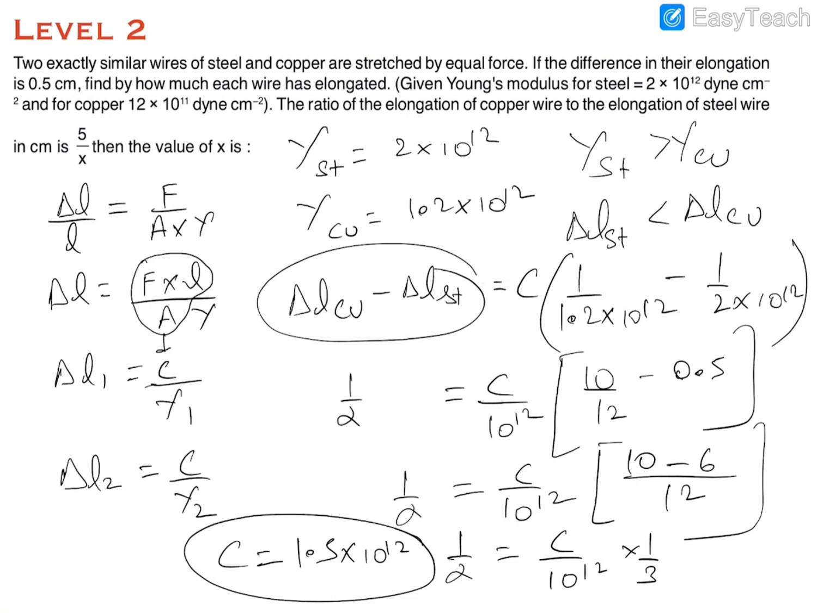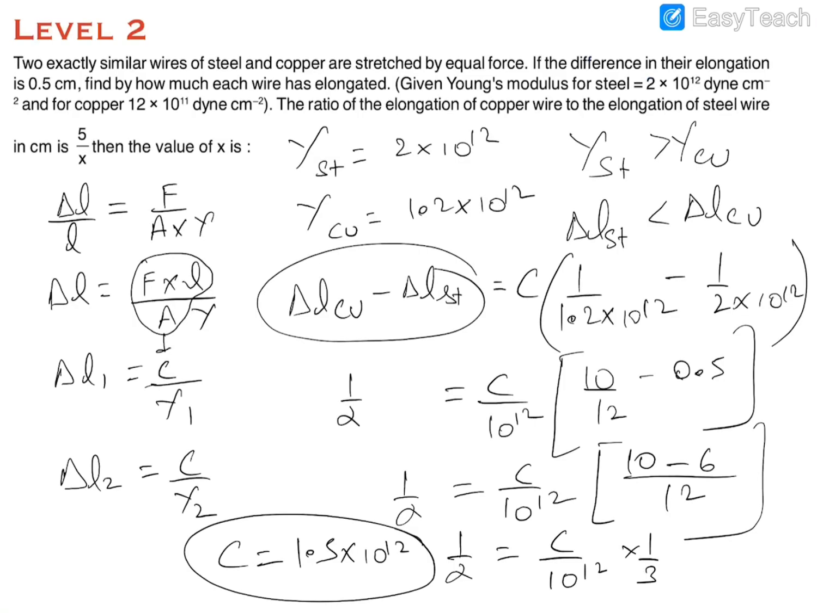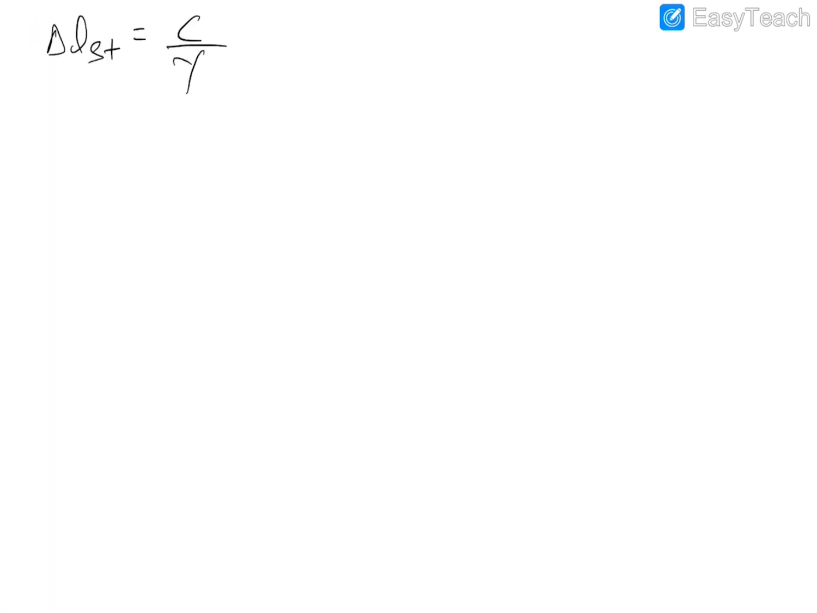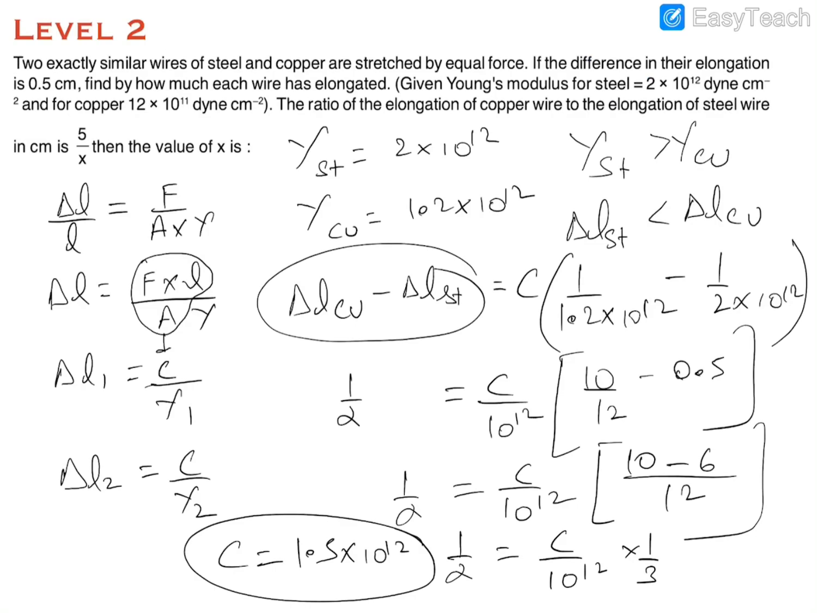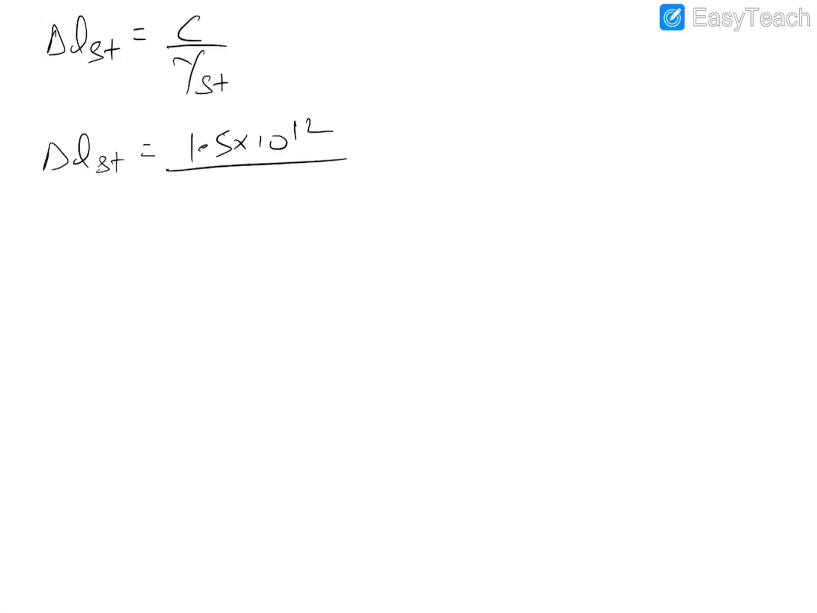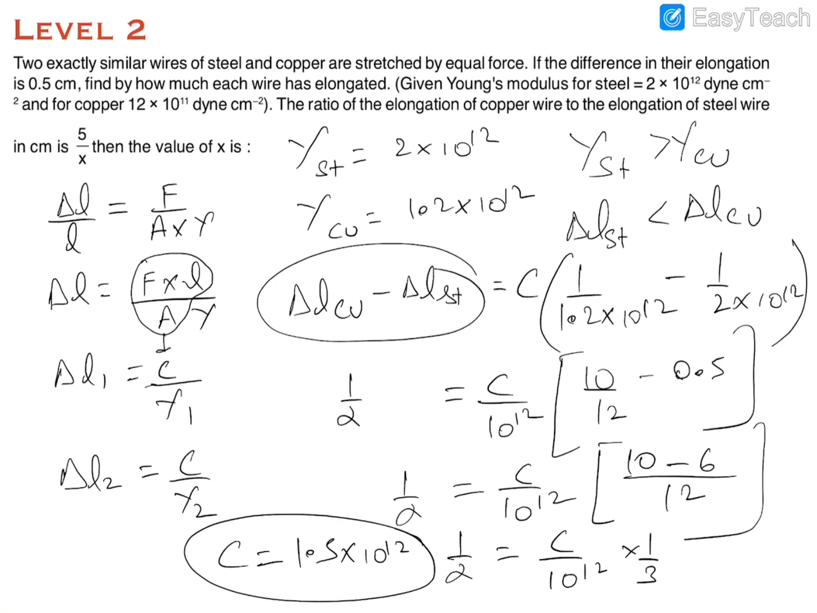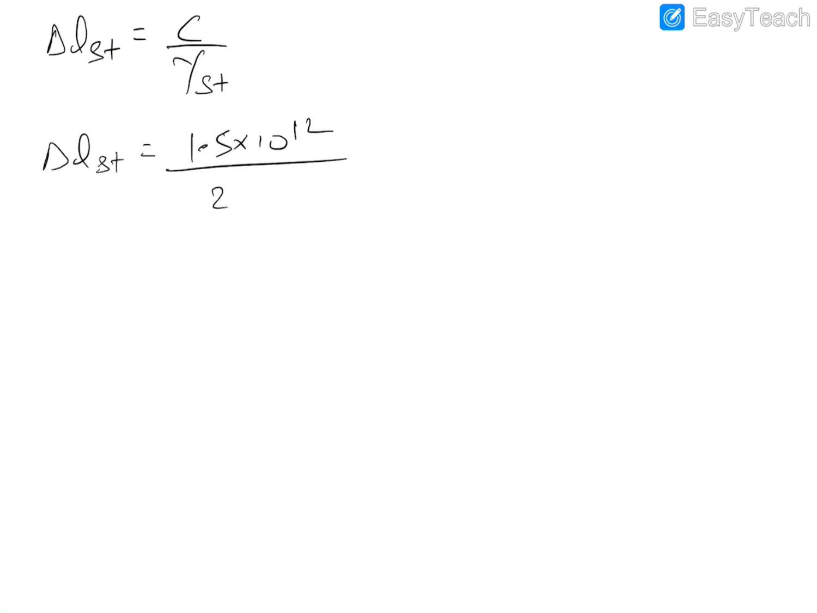So now we have to find out the elongation in each of them. So we can say that the elongation delta L in steel will be equal to C upon gamma steel. So delta L of steel is equal to 1.5 into 10 raised to power 12 upon gamma of steel, which is 2 into 10 raised to power 12. So cancelling this out, this will be equal to 3 by 4.